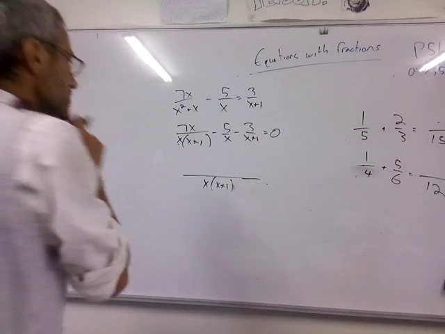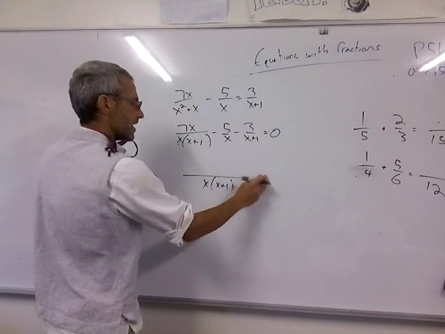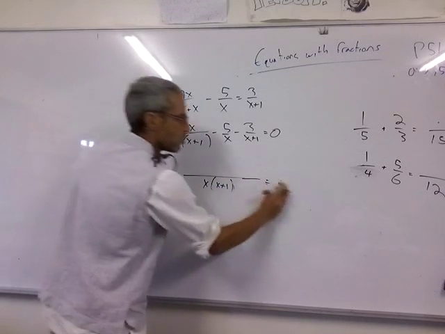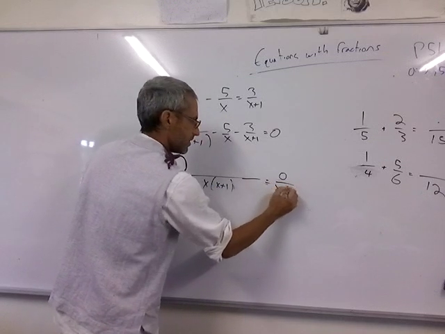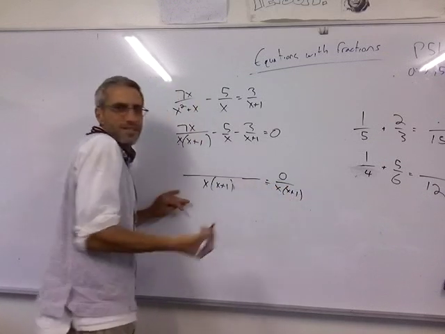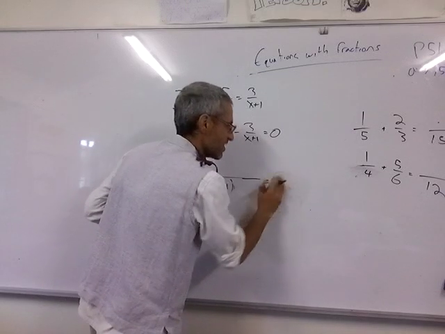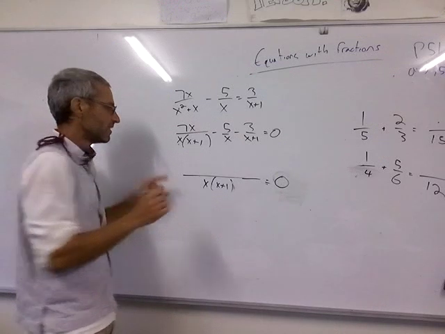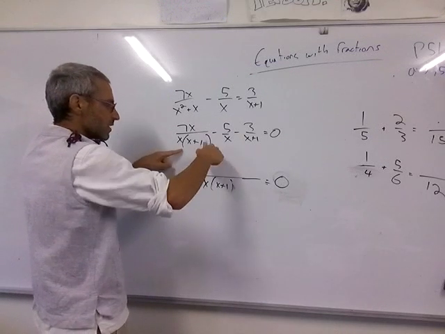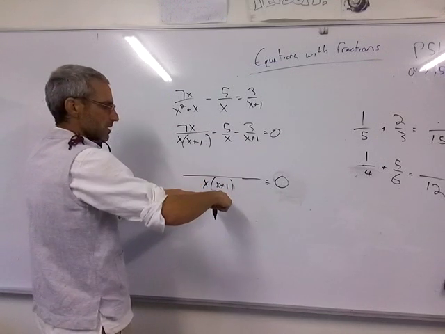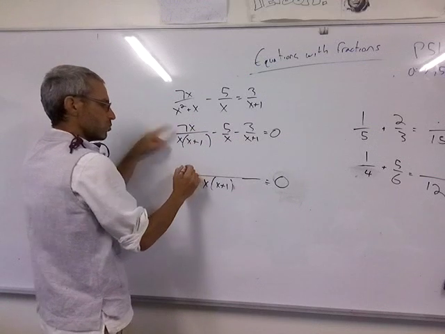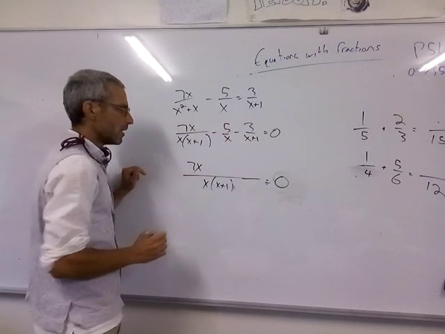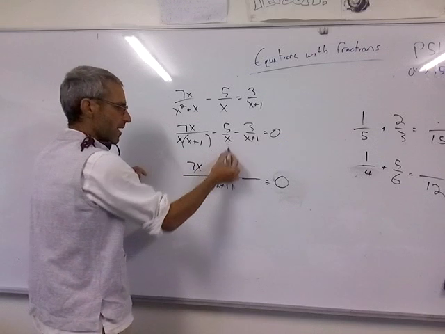Okay, so now that's the lowest common denominator. On this other side, we can just have 0. If you want to write 0 divided by x plus 1, you can, but it's 0 anyway, so it doesn't really matter. If you ever have 0, you don't need to bother putting on the common denominator. Now, this one already has x times x plus 1. So what will happen to the 7x? It stays the same.